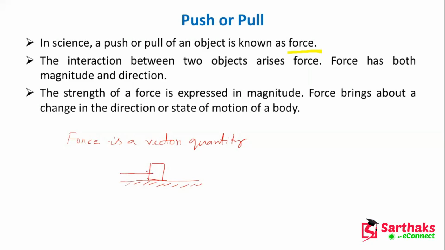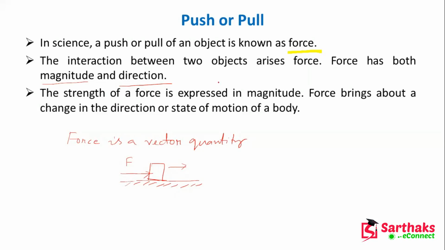Now I am applying the force in this side. So it will move in this direction. So what is the direction of this force? From left to right, and this has some magnitude. So the force that has some magnitude as well as the direction, that's why the force is the vector quantity. The strength of the force is expressed as the magnitude, and force brings about a change in the direction or state of motion.